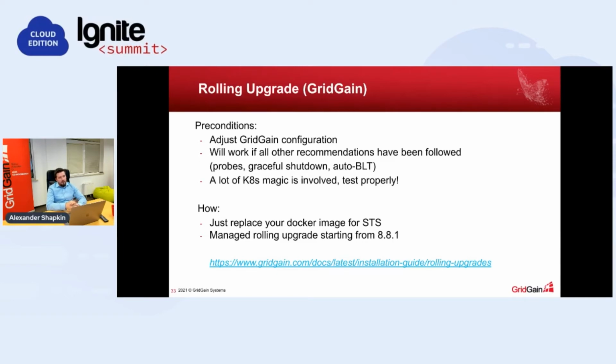To trigger the rolling upgrade, we just need to replace an image version and tell Kubernetes to trigger the actual upgrade. It is worth mentioning that starting from version 8.1, a special rolling upgrade mode was introduced that requires a few additional steps. I suggest you check the documentation for the details if you are unaware of how it works.